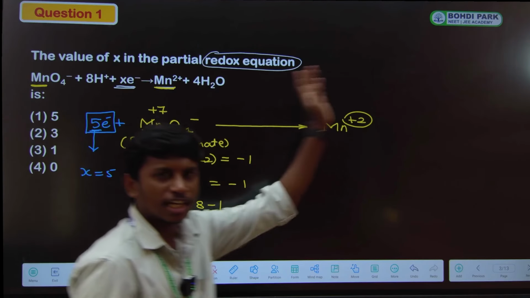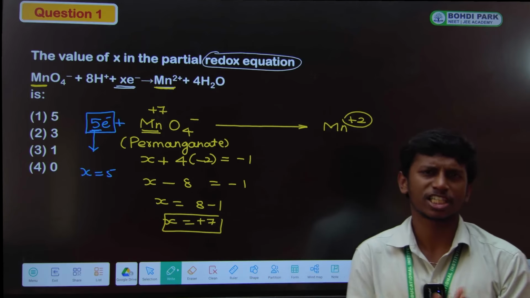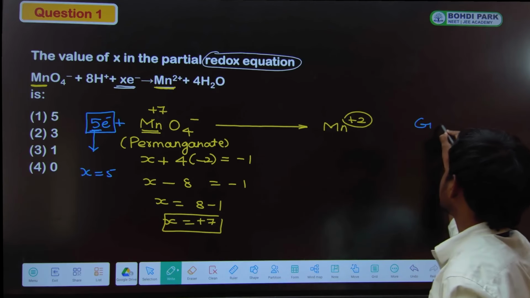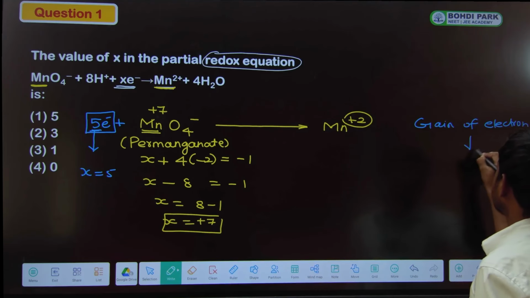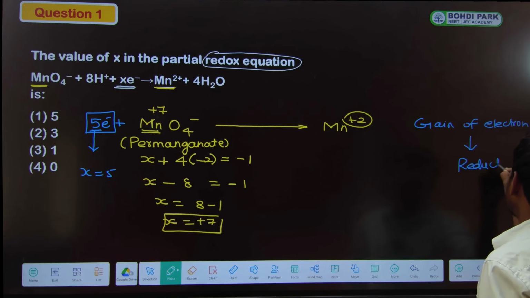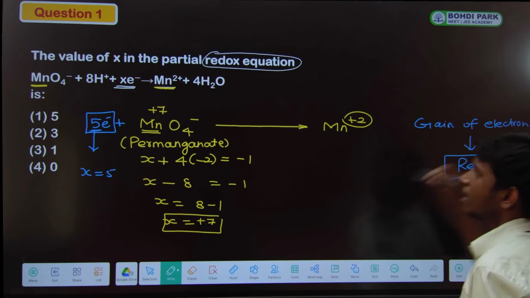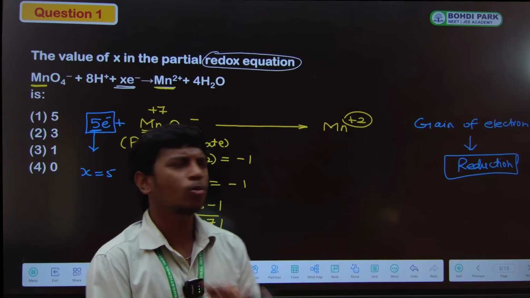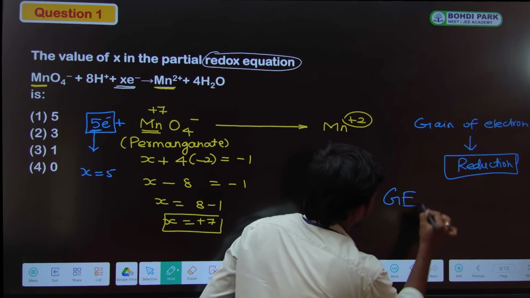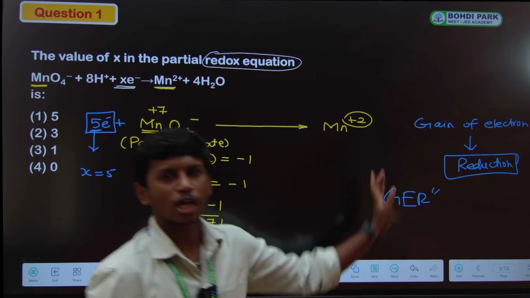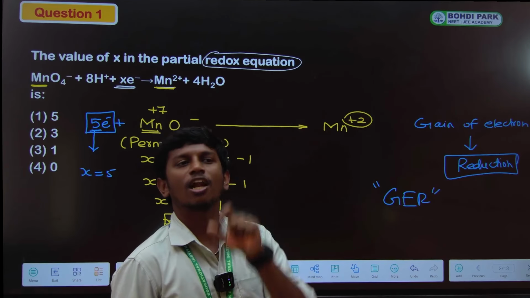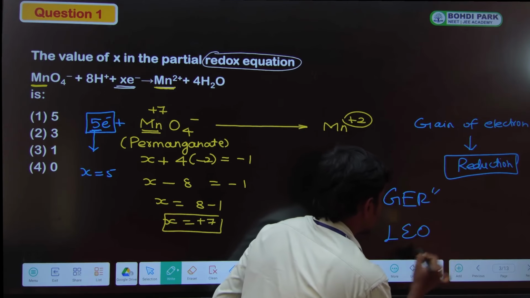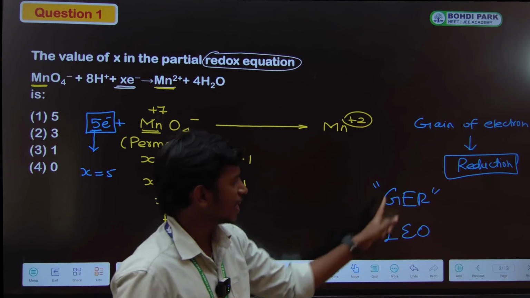So what kind of reaction it is? It is a reduction reaction. Reduction reaction என்னப்பா? Gain of electron is called reduction. And it is a partial redox reaction. Okay வா? இதுக்கான clue word என்ன அப்படின்னா GER அப்படின்னு ஞாபகம் வச்சுக்கோங்க. GER. Gain of electron is reduction. Okay வா? அப்ப oxidation is a loss of electron. LEO. Loss of electron is oxidation. Gain of electron is reduction.